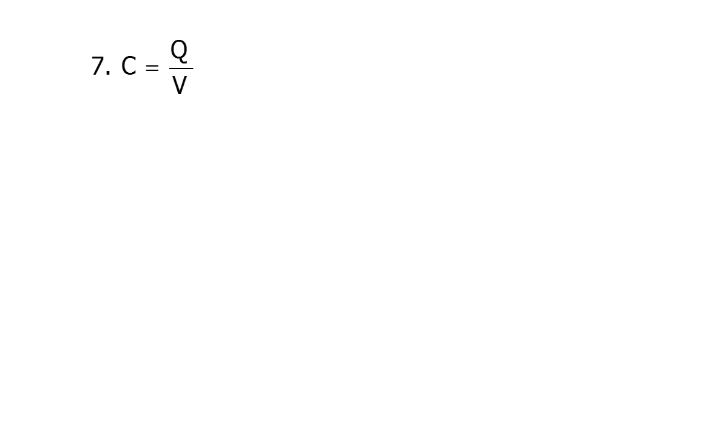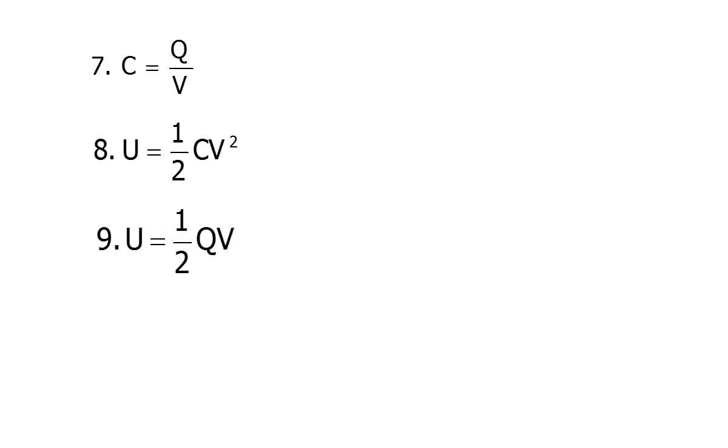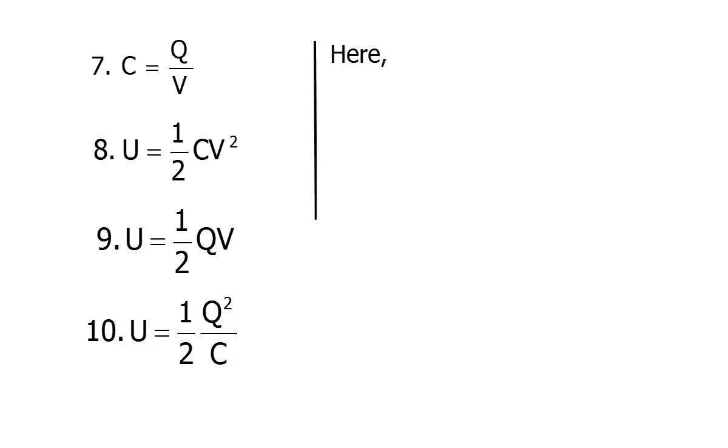Now formula number 7 on the topic of capacitance. The formula of capacitance is C equal to Q by V, and the formula of stored energy is U equal to half C V square. There are other formulas to calculate the stored energy, which is U equal to half Q into V, and finally U equal to half Q square by C.